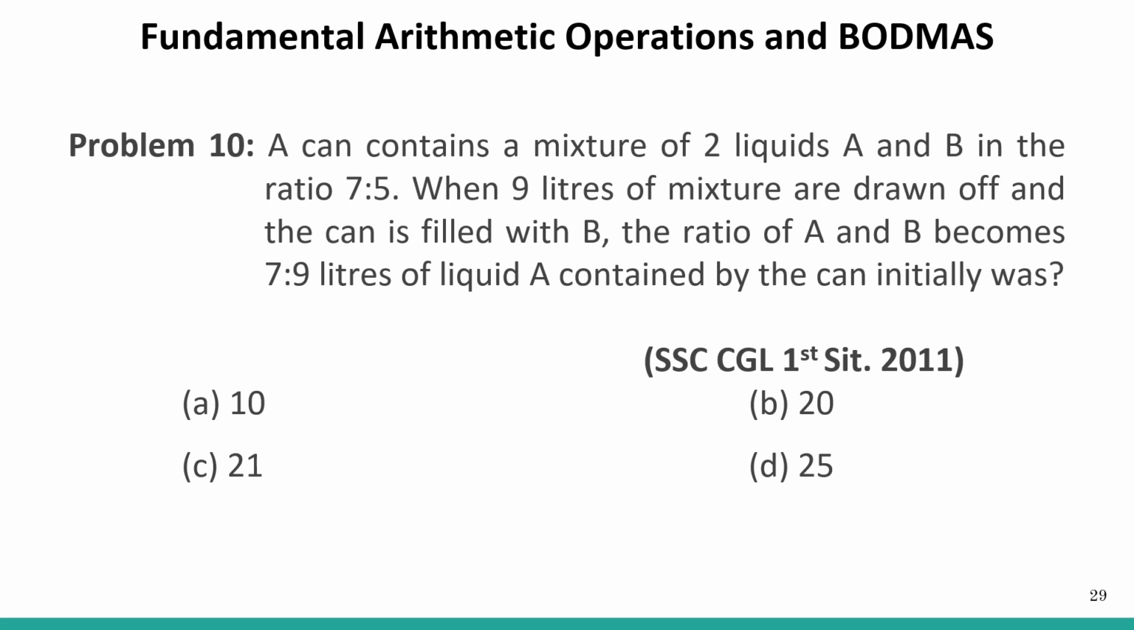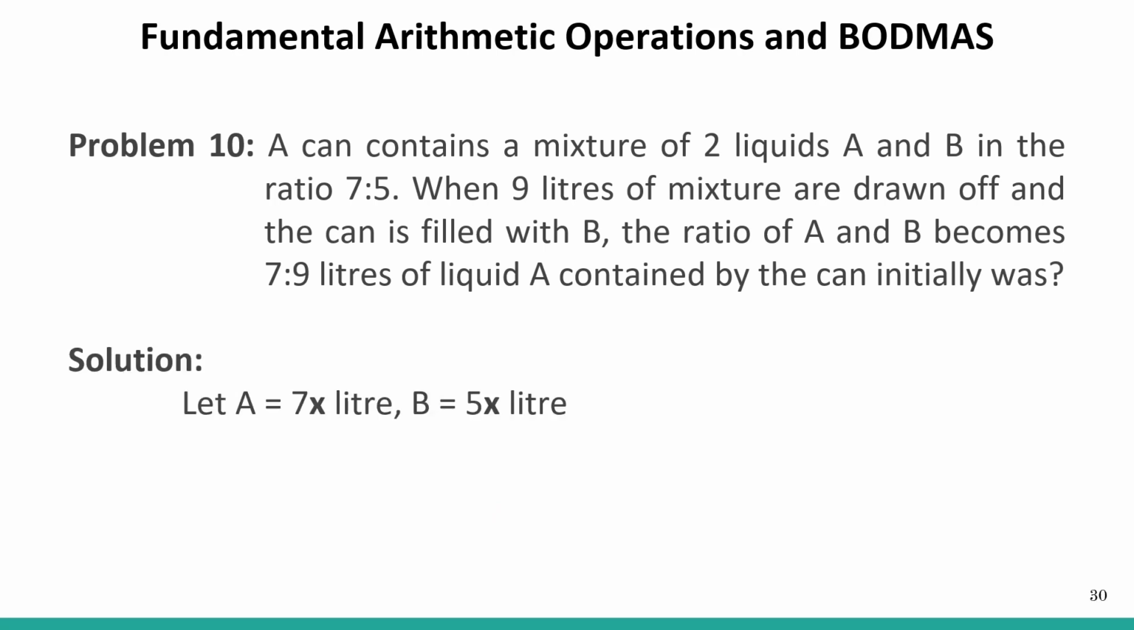A can contains a mixture of two liquids. So there is a can here, and we pour two kinds of liquids into it. Let's name them A and B. We poured A and B into the can in the ratio 7:5. When 9 liters of mixture are drawn off and the can is filled with B, the ratio of A and B becomes 7:9. How many liters of liquid A were contained by the can initially?